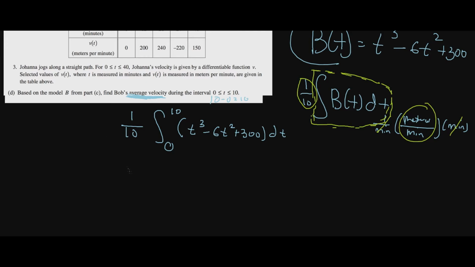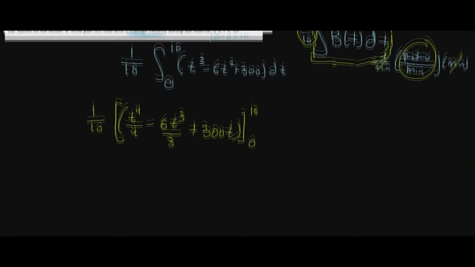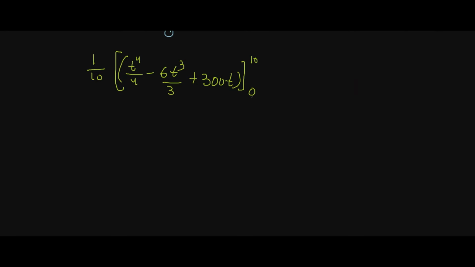So now that we have that there, now it's just a matter of going through and doing the work here. So let's take the antiderivative, t to the 4 over 4 minus 6t to the third over 3 plus 300t, making sure you don't accidentally put an x right by that. And we're going to evaluate this from 0 to 10. Cool. And the nice thing about this problem is that we don't need to plug in 0, because 0 is going to cancel everything out.